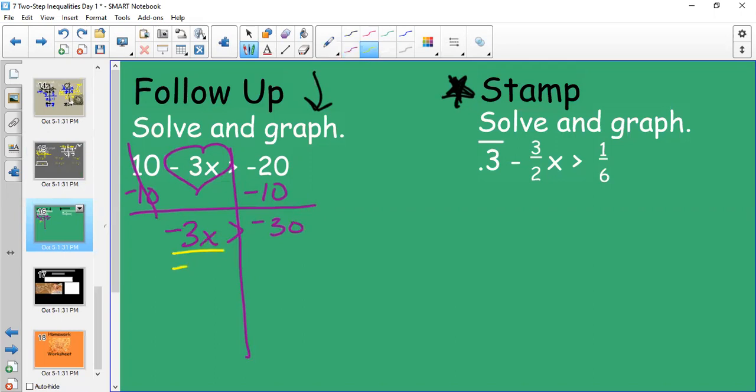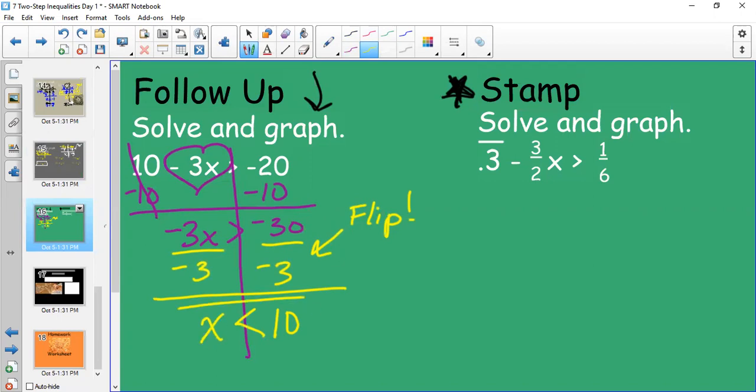We divide both sides by -3, which is going to make our symbol flip. Even though we get a positive 10 as our answer, it still flips because we divided both sides by that negative. So we're going to flip that greater than to a less than. So x is less than 10 was that answer.